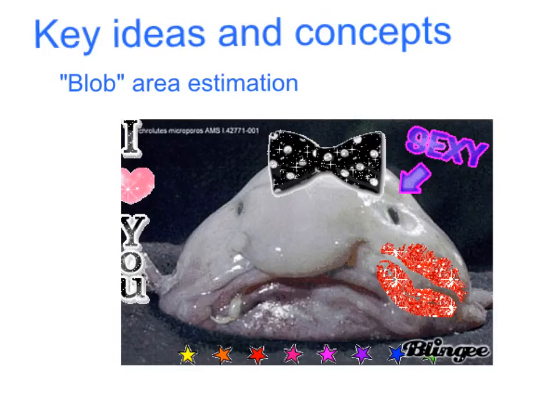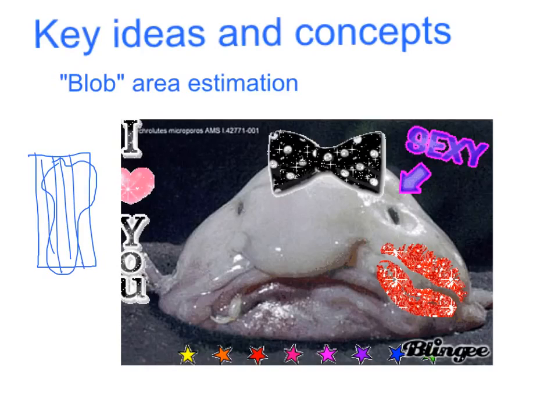Alright, for skill number 63, it basically comes down to calculating the area of a blob. A blob will be drawn in some odd little shape, and then I will provide you a grid that the blob sits on, and you use that grid to calculate the area of the blob.